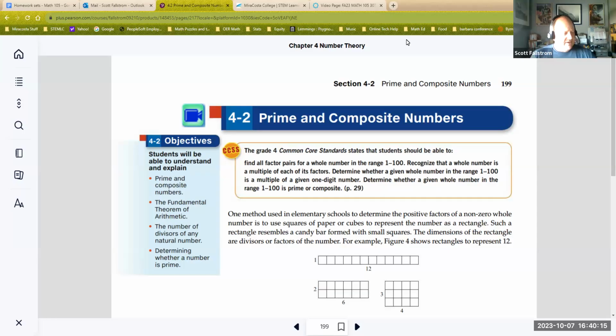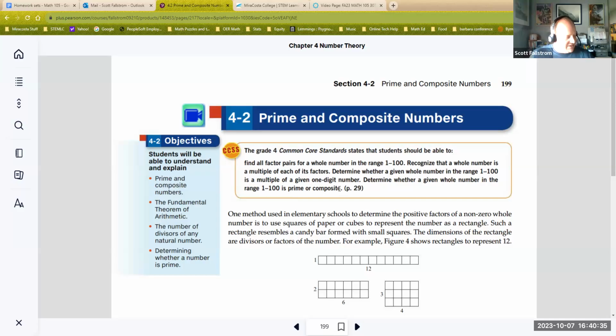Now, this one talks about the idea of prime and composite numbers and really demonstrates, again, a grade 4 topic from the Common Core. Find all factor pairs. Recognize a whole number is a multiple of its factors. Determine whether a whole number in the range 1 to 100 is prime or composite.